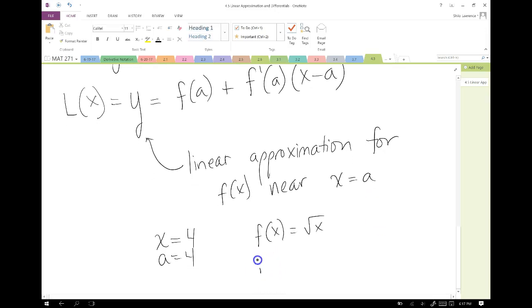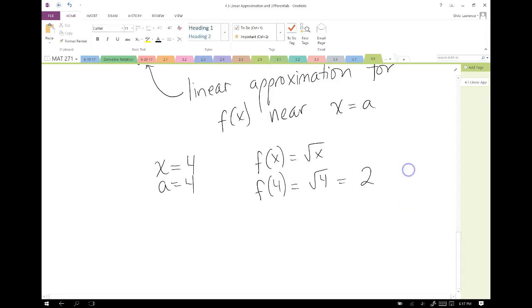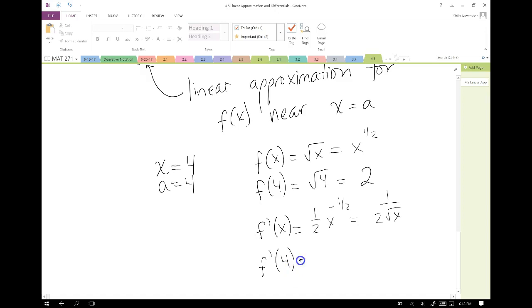So f of a, or f of 4, is square root 4, which is 2. So we're going to need that. And then we also need f prime of x. That's our derivative. So remember, square root x is x to the 1/2. So we just need to do the power rule on that, which is 1/2 x to the negative 1/2, or 1 over 2 square root x. And then we'll plug our 4 into there as well, which is 1 over 2 times the square root of 4. But the square root of 4 is 2, so we really have 2 times 2 in the bottom. So f prime at 4 is 1/4.